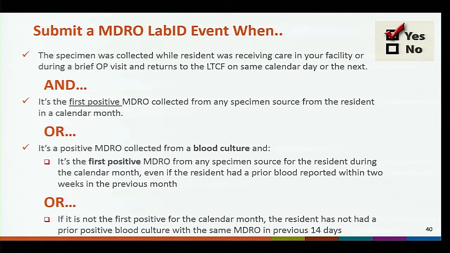If it is a blood specimen, and it is not the first specimen for the calendar month. So let's say Mr. Jones had a positive MRSA wound on June 1st, and then on June 5th, he had a positive MRSA blood. That blood is considered a unique specimen source if he has not had a prior positive blood with MRSA in the previous 14 days. You guys following?